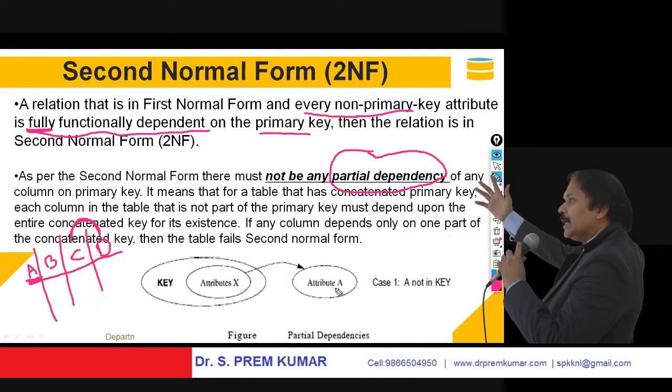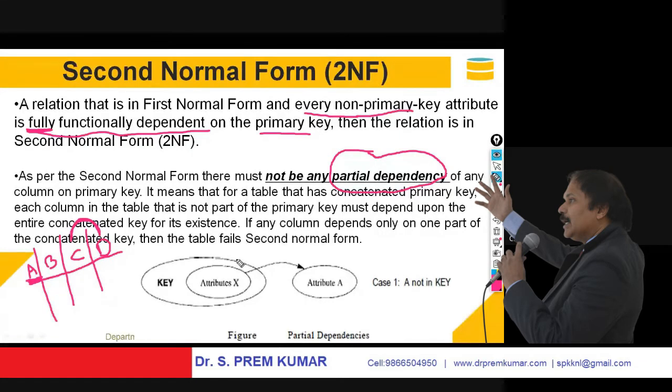There is some attribute A that is dependent on attribute X. The attribute A is not dependent on the key. It is dependent on some other non-key attribute. That's what this diagram says. Attribute A is dependent on attribute X. It is not dependent on the key.